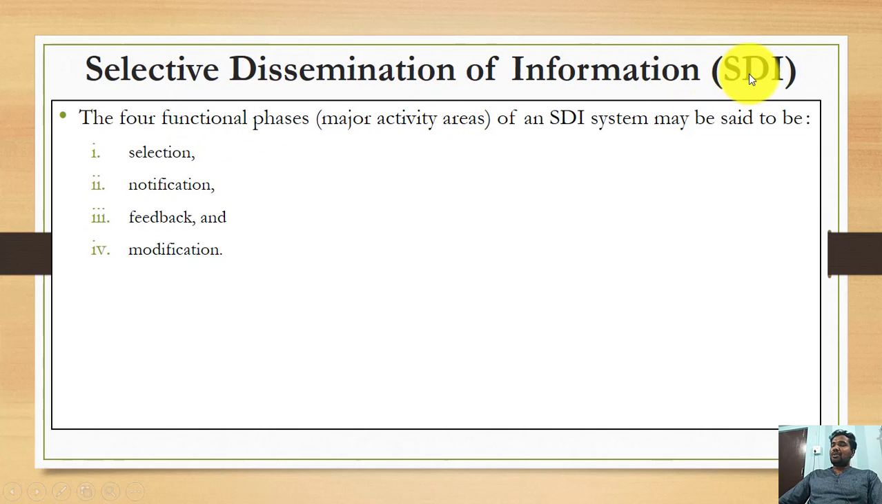Selective dissemination of information. The four functional phases of an SDI system may be said to be the selection, notification, feedback, and the modification of the user profiles and document profiles.